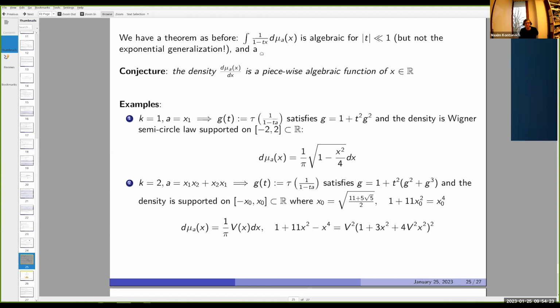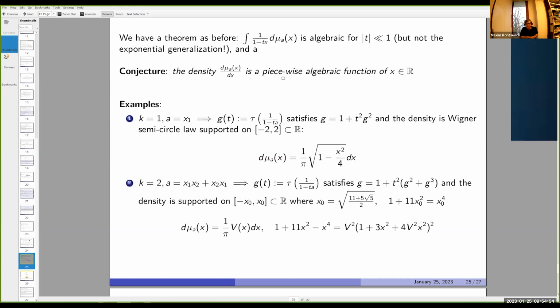But still, the density seems to be piecewise algebraic. The same conjecture seems to be true. Now I finish with a first baby example. We have just one Hermitian matrix with Gaussian distribution. And then this generating series for these traces satisfies this quadratic equation, actually the sequence of Catalan numbers.